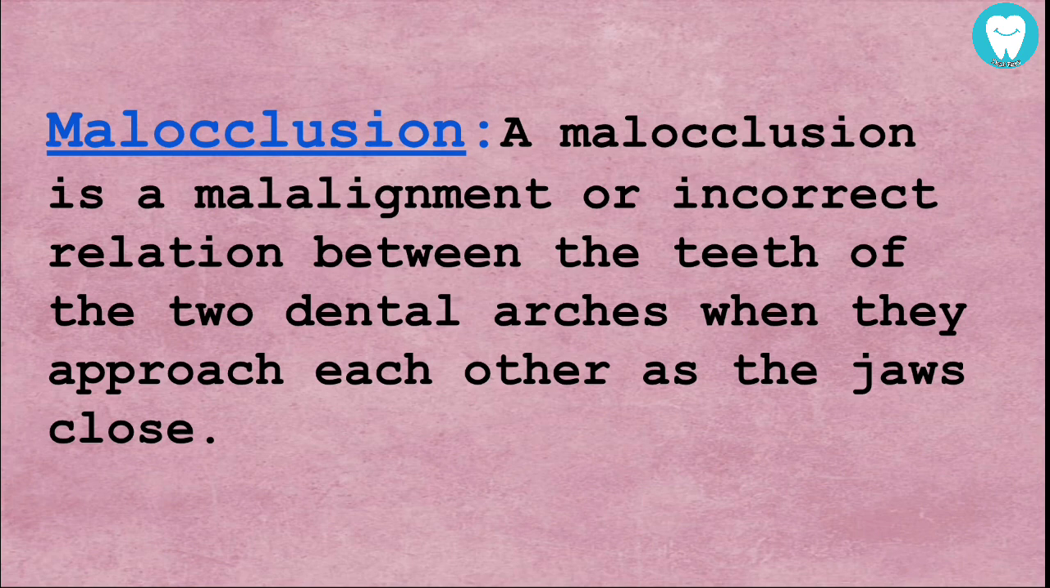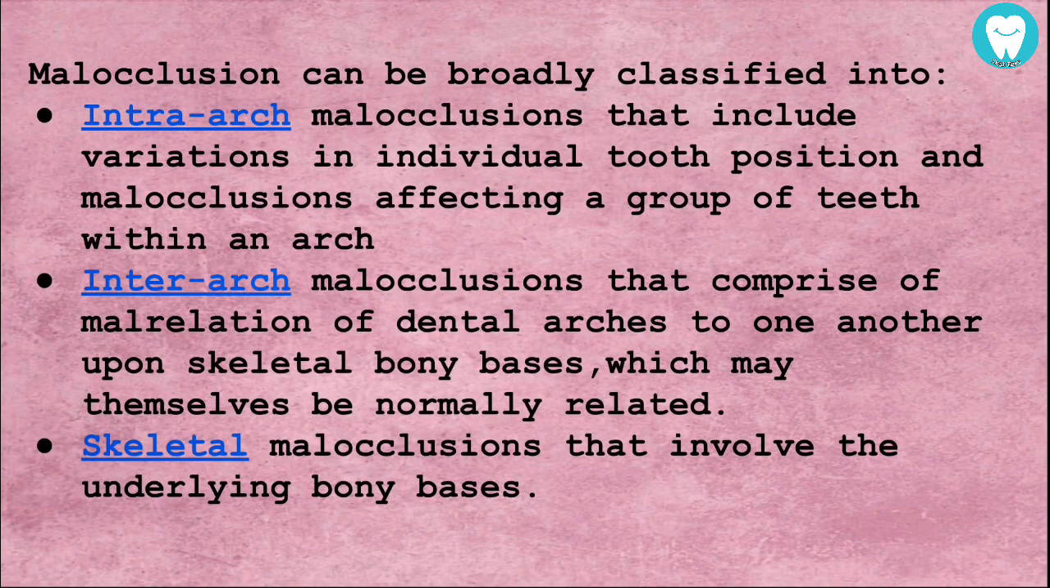A malocclusion is a malalignment or incorrect relation between the teeth of the two dental arches when they approach each other as the jaws close. Malocclusion can be broadly classified into three categories: intra-arch, inter-arch and skeletal. Intra-arch means malocclusions that include variations in individual tooth position and malocclusions affecting a group of teeth within an arch.